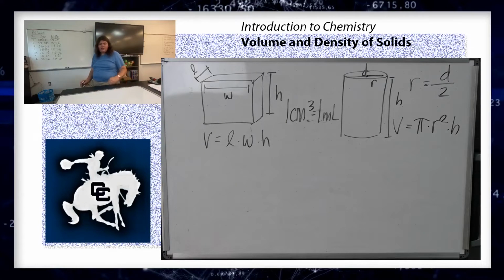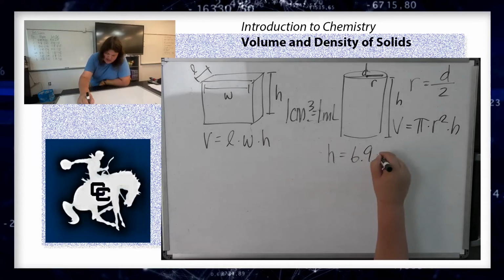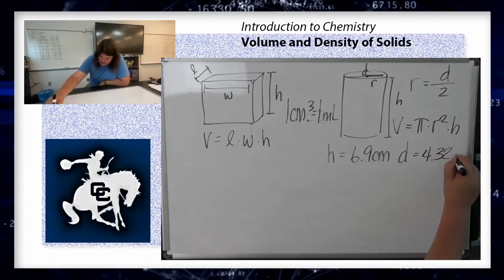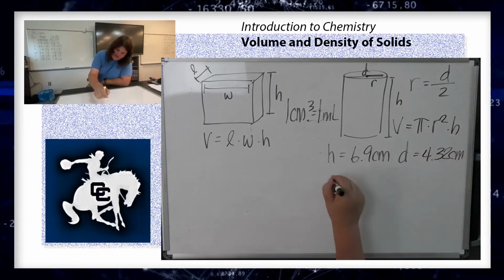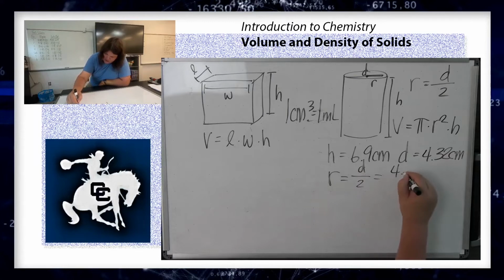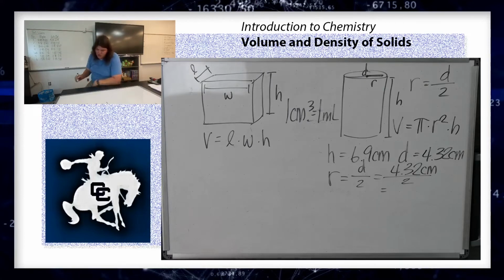I can do the same thing with the cylinder. For example, if I have a cylinder and my height of my cylinder is 6.9 centimeters and my diameter is 4.32 centimeters, I can first find my radius. My radius is going to be the diameter divided by 2, 4.32 centimeters divided by 2, and that's going to be 2.16 centimeters.